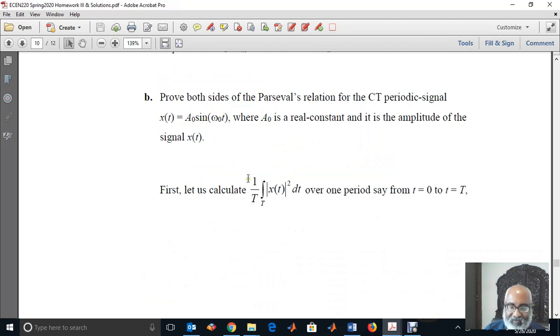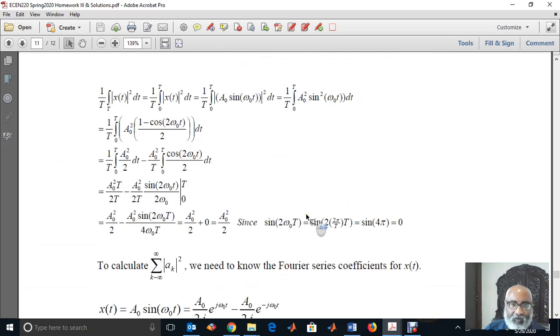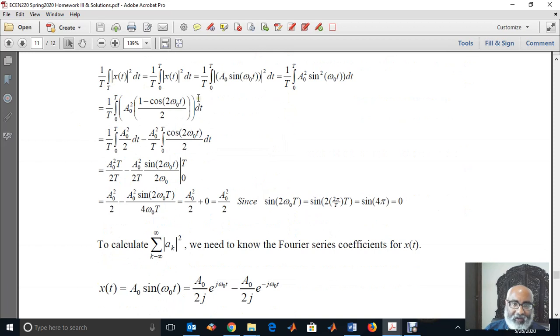So let's do the first part. First part is to calculate the integration over t of the absolute value of x of t squared dt over one period. We select one period from 0 to capital T. A naught sine omega naught t, squared, gives a naught squared sine squared omega naught t. Sine squared theta is (1 minus cosine 2 theta) over 2. So I put here for sine squared omega naught t, 1 minus cosine 2 omega naught t divided by 2, integration dt.